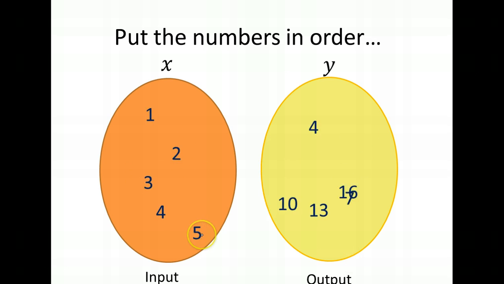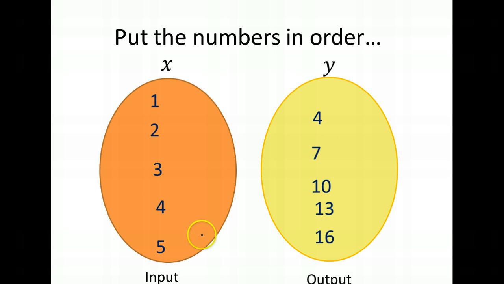Alright, let's go ahead and put them in order. Now see if you can see the rule. We're going from x to 4. Now this one is a little bit more complicated.